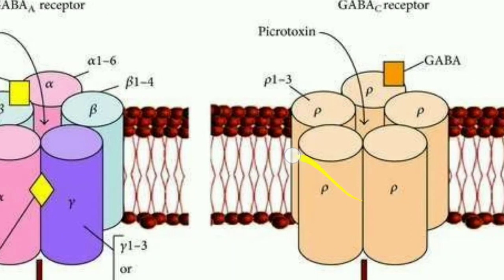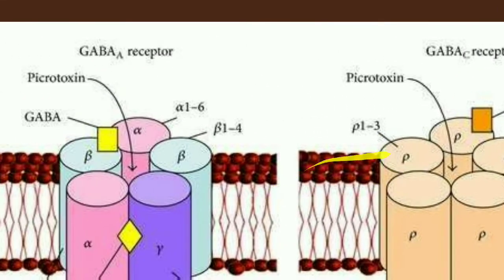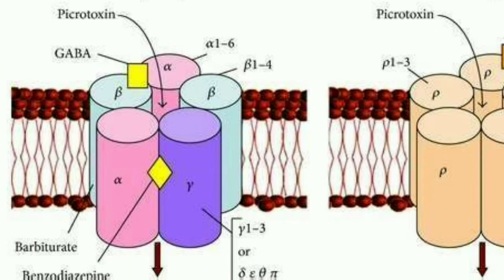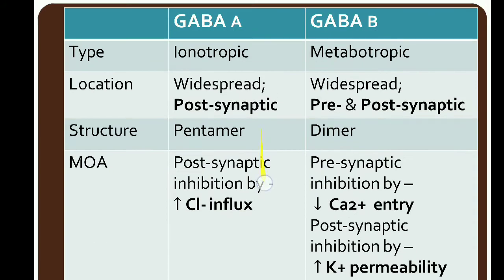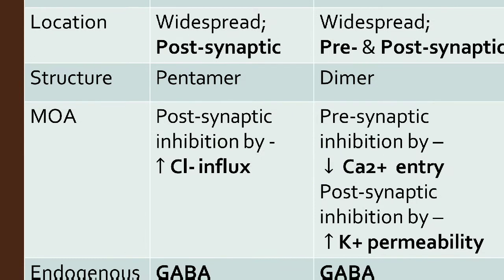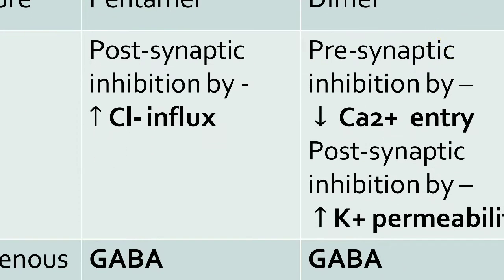This is the barbiturate and other drugs. This is the comparison study of type, location, structure, and mode of action of GABA A, GABA C, and GABA B. You should keep it in mind easily for a long time. Ionotropic, metabotropic; widespread postsynaptic and presynaptic; pentameric and dimeric. Postsynaptic inhibition by increased chloride influx, some decrease in presynaptic inhibition by decreased calcium entry, postsynaptic inhibition by increasing permeability. The endogenous agonist is GABA.